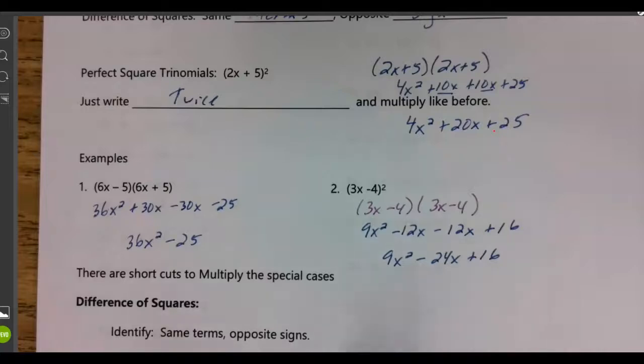Now, if you're a person who likes shortcuts, you might want to pay attention to this, but you've got to be very careful with the shortcuts. You've got to actually follow them, especially on this perfect square trinomial. Be very careful with it.